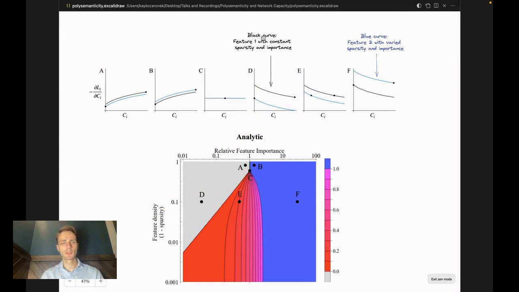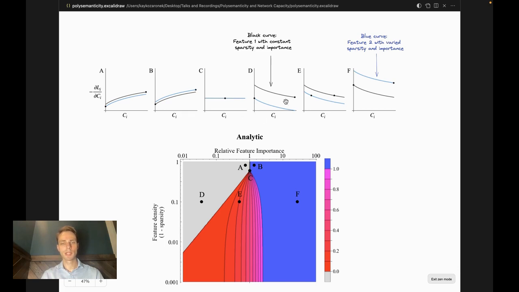Another interesting way that we can look at this, that the authors propose, is by doing the following. We can look at this black curve, which corresponds to feature 1, which has constant sparsity and constant feature importance. And then the blue curve corresponds to feature 2 that has varied sparsity and importance. And these curves show us the marginal loss reduction for a particular feature given the allocation of capacity.